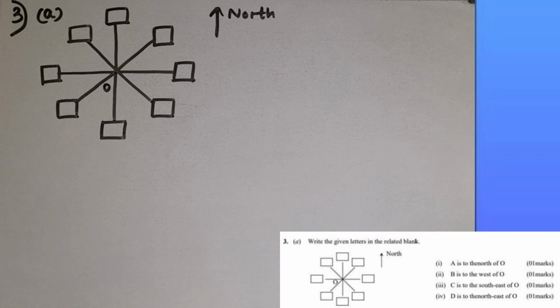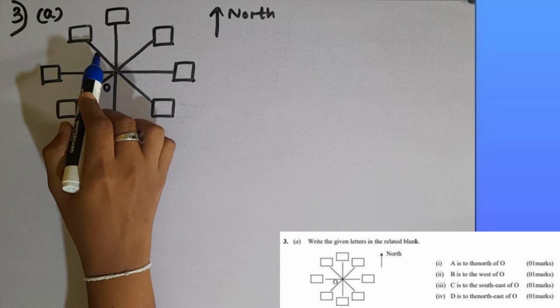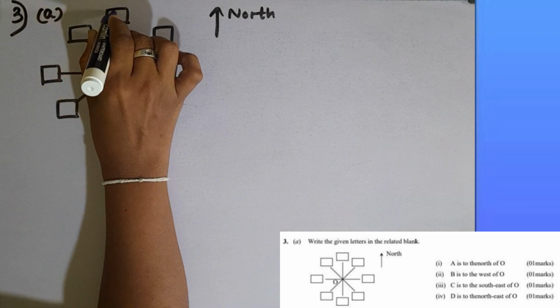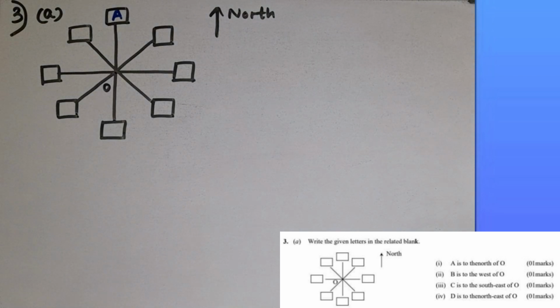Question number 3, A part. Write the given letters in the related blank. We are given this diagram. First question, A is to the north of O. O is here. So north of O is this one. So we have to write A in this cage.